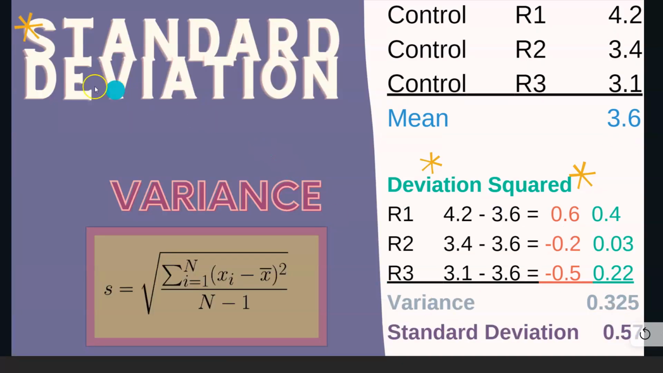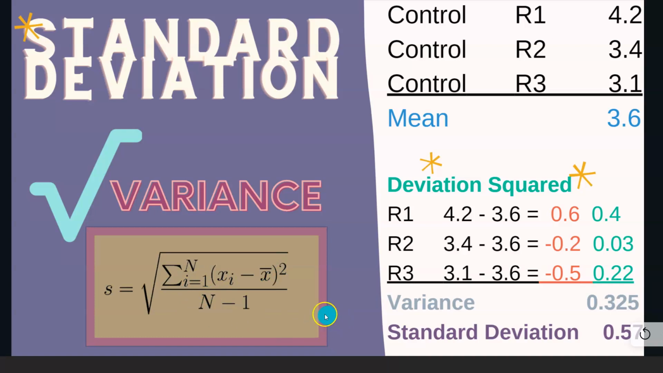And the last step is to find our standard deviation. Standard deviation now is only the square root of our variance, okay, which we just found our variance here. And now we're going to take the square root of that to find our standard deviation, which is 0.57. And you can see here in our equation, standard deviation here is equal to the square root of the sum, right, of the deviation squared divided by n minus 1.